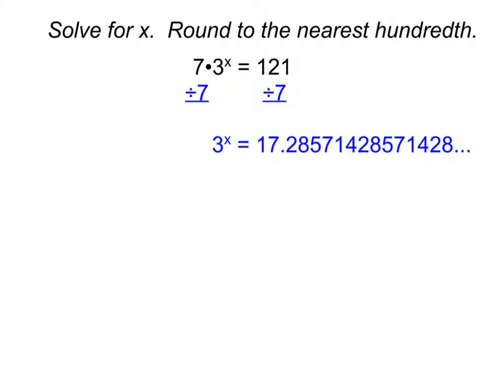So 121 divided by 7 gives me 17.2857, a whole bunch of decimals here. I don't really want to have to write out the whole decimal every time. When I get a decimal like this, I don't want to have to retype that in. So there are some little techniques that we can use when we do this work.